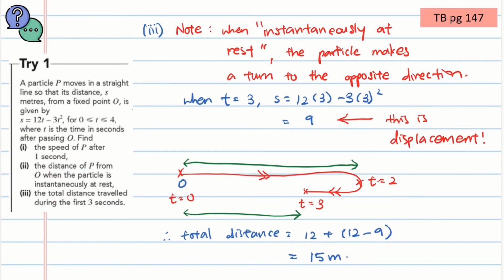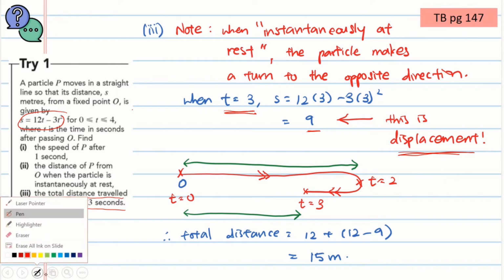So in part 3, we want to find the total distance traveled during the first 3 seconds. So what you would probably do intuitively is that you will take t is equals to 3 and substitute it into this formula here, and we find that the value is equals to 9, and you think that this is the total distance. However, unfortunately, this is not the total distance, this is only the displacement. So let us first understand the differences between distance and displacement. So let's say if I were to be walking from home to school.